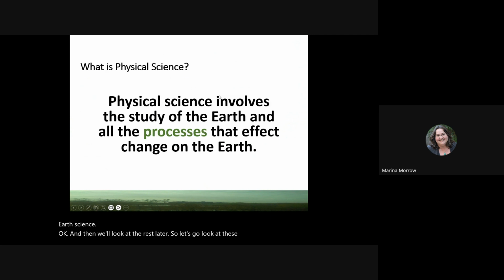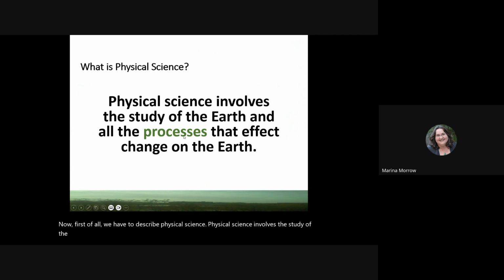Now, first of all, we have to describe physical science. Physical science involves the study of the Earth and all the processes that affect change on the Earth, this ever-changing Earth. So things change. You have an earthquake that changes the ground. You have a volcano that changes the soil. It changes the atmosphere. So there's a lot going on in our planet all the time. And so this chapter is trying to bring that idea together.